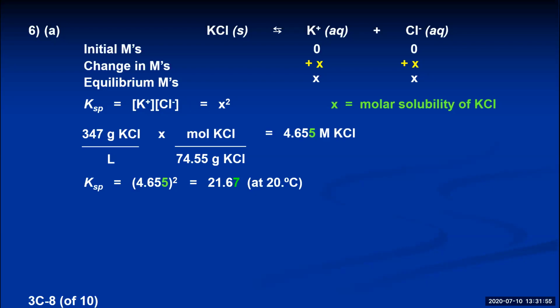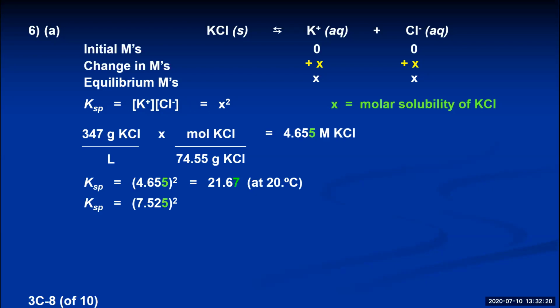The calculation at 60 degrees and 100 degrees are exactly the same, except you have to calculate the new molar solubilities, because you dissolved 561 grams per liter of KCl at 60 degrees, and you could dissolve 802 grams per liter at 100 degrees. So I'm not going to do those calculations completely for you, but if you calculate the molar solubility of KCl at 60 degrees, it should have come out 7.525.